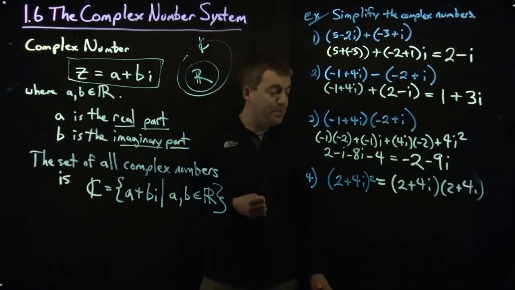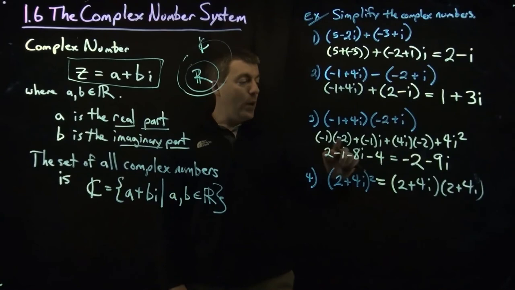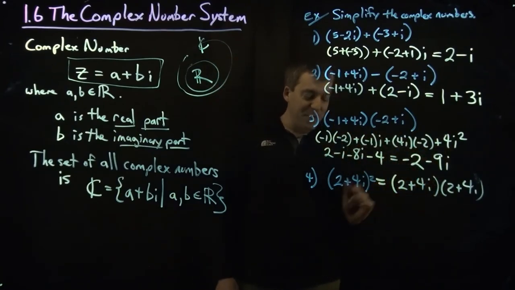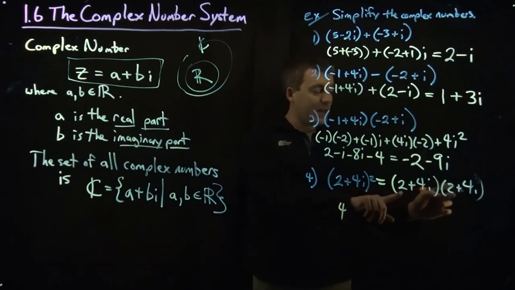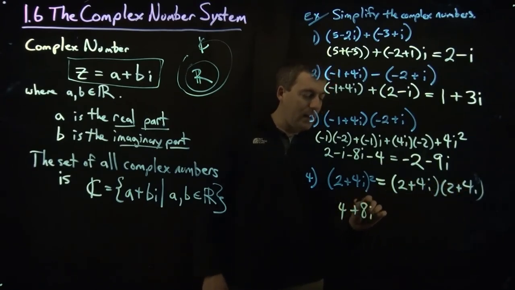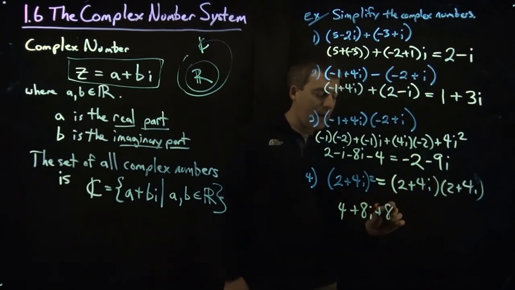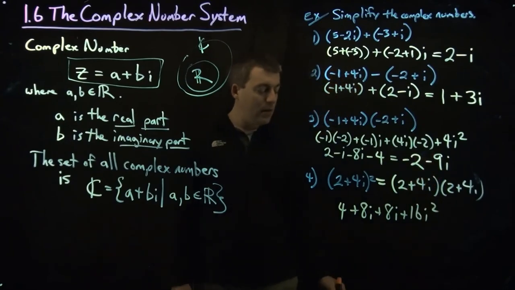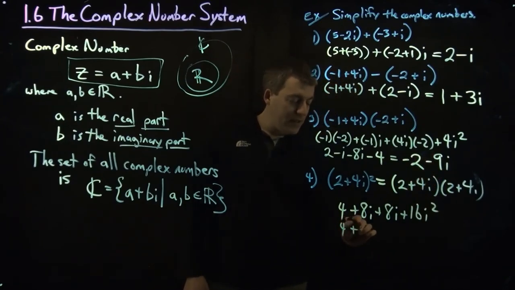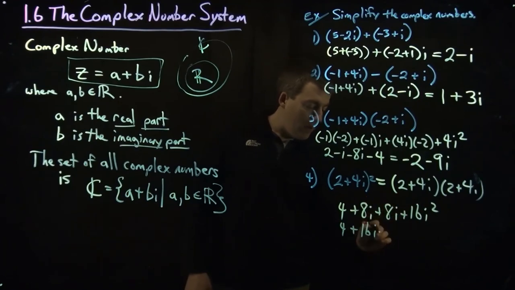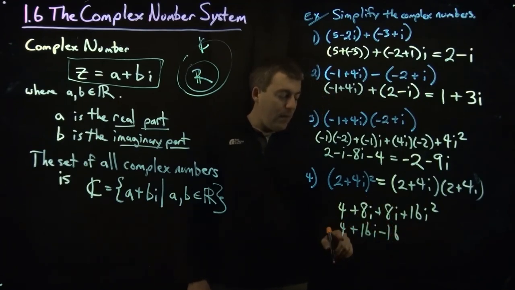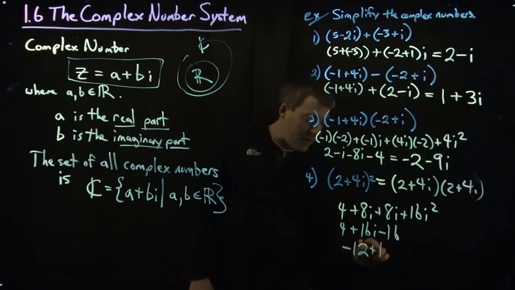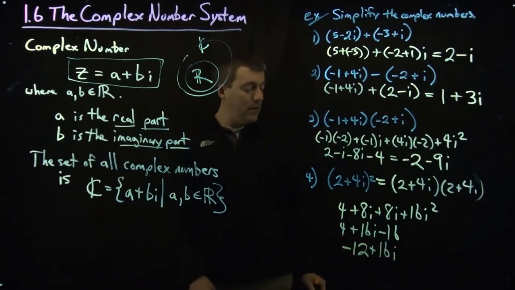Okay, how did it go? Well, we want to FOIL out just the same way. 2 times 2 is 4. So first, outer would be plus 8i, inner would be plus 8i, last would be 16i squared. So we have 4 plus 16i minus 16, and 4 minus 16 is -12. So -12 plus 16i.